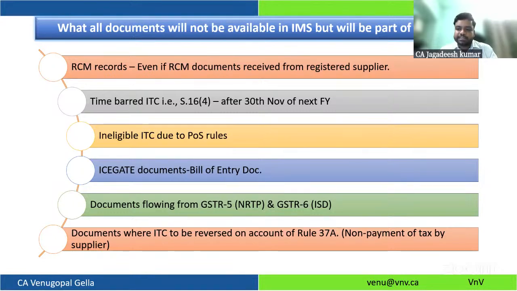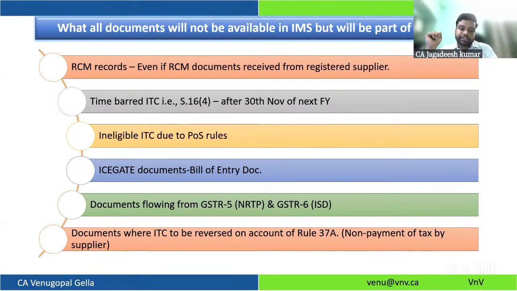Time-barred ITC: if any invoice, let's say a 31st March 2024 invoice, which should have been reported by the 30th November, I am now reporting in the December month return. In that case, those invoices will not form part of my IMS, nor of my 3B. It will be shown in table 4D2, that is the ineligible ITC section.